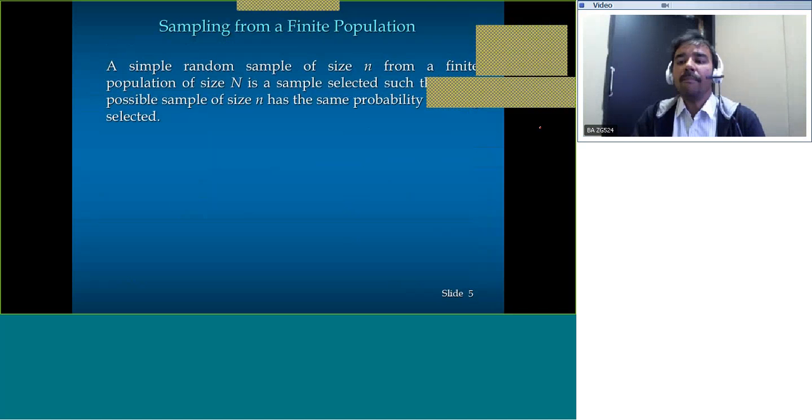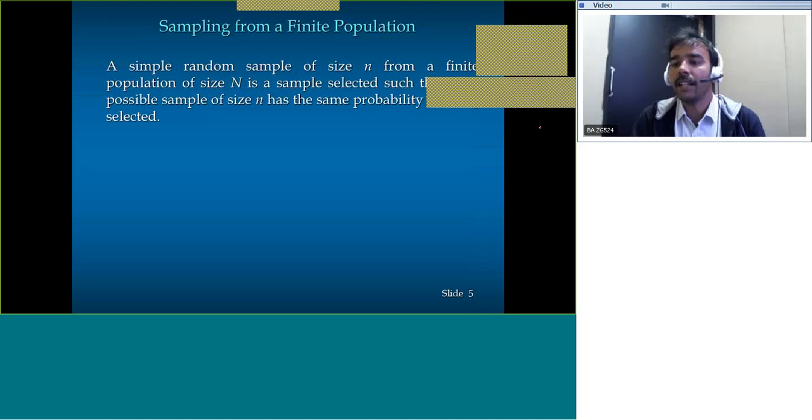For sampling from a finite population, the best method of drawing samples is simple random sampling. So what do you mean by a simple random sample? Suppose there is a population of size capital N and I want to draw a sample of size small n. Then simple random sampling means each unit of the population has an equal chance of being included in the sample. This is known as simple random sampling.